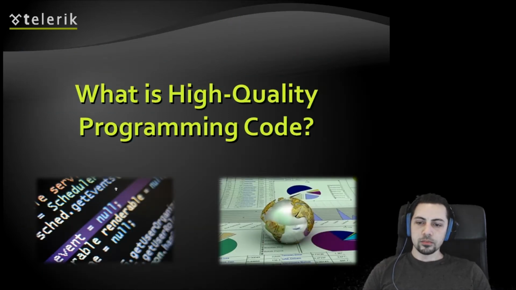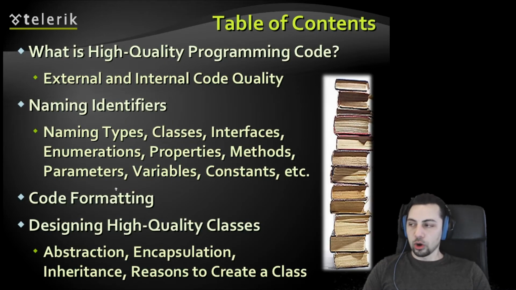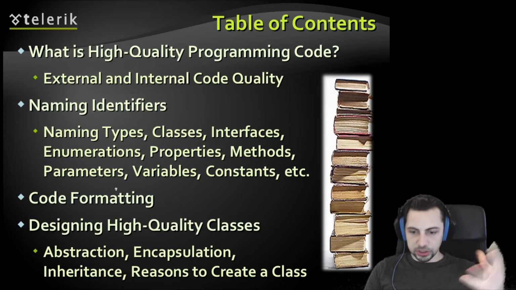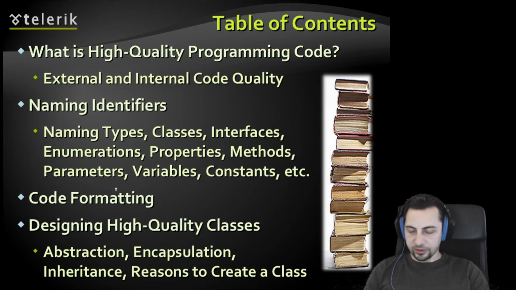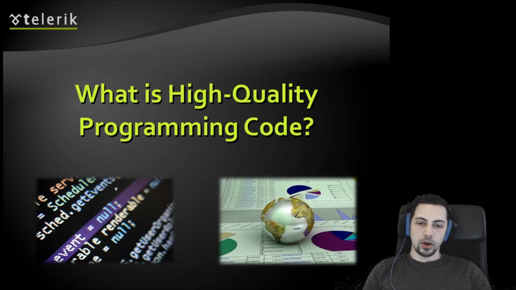Okay, and then there's actually how can you organize your code with abstraction, data encapsulation, multiple levels of inheritance when you need to create a class. Those actually have a little bit more real effect on the maintainability of your code. Okay, so what is high quality programming code?